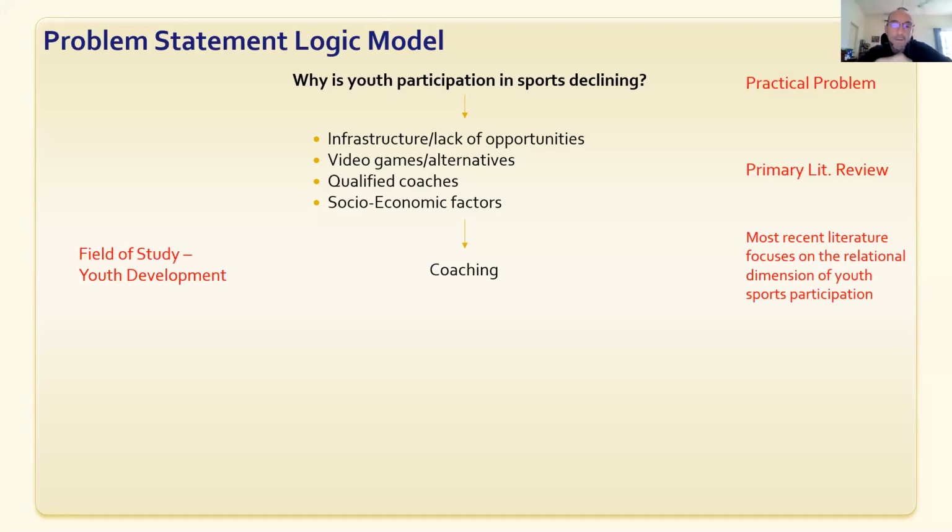Okay, because as you see what I just showed on the right, the most recent literature focuses on the relational dimension of youth sports participation. In other words, scholars are saying most recently that the best evidence shows that there's something about relationships, whether it's parents, coaches, peers, it's that ecological environment that's influencing young people more than these other things. Okay, so based on that, I'm going to go with coaching. Coaching to me looks like the one I'm going to focus on. Okay, and so from there, now I begin what I call a secondary literature review.